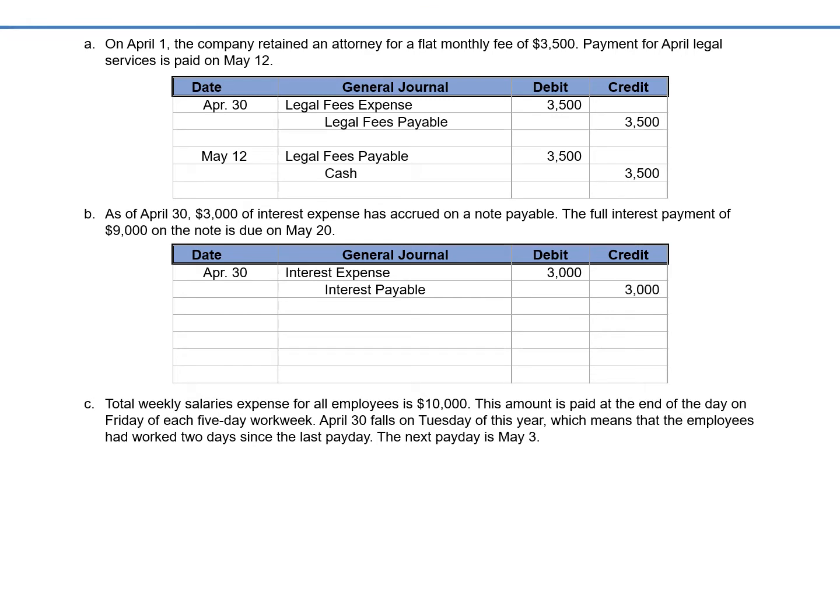And then on May 20th, when we pay it, we're going to have cash out the door of $9,000. And to reduce our cash, we credit. And we're going to reduce our interest payable because we're going to pay it. So we no longer need that liability on our books, right? So we reduce our interest payable by $3,000. And then our plug to interest expense is the difference between the two because our debits have to equal our credits, right?